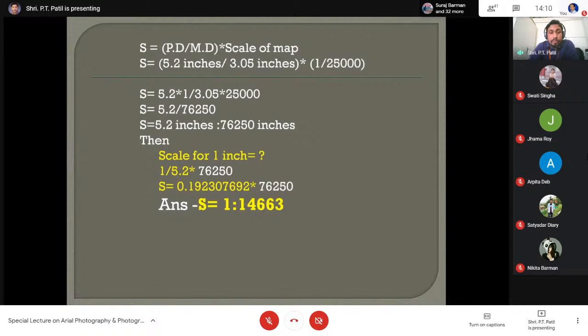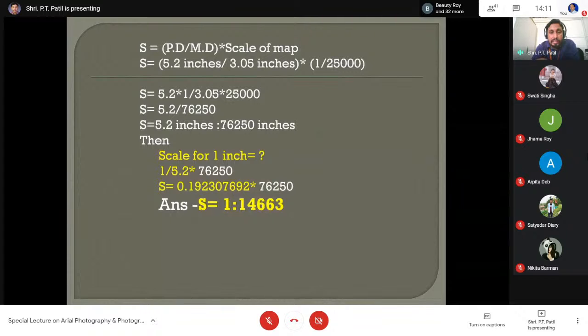Here, the scale of the aerial photograph is the photo distance divided by the map distance, multiplied by the scale of the map. So if the scale of the map and the photo distance and map distance are known, then we are able to calculate the scale of a vertical aerial photograph. 5.2 inches is the photo distance, then 3.05 inch is the map distance. Then we have to convert that into a scale. How are we converting that into a scale? By multiplying by the scale of the map.